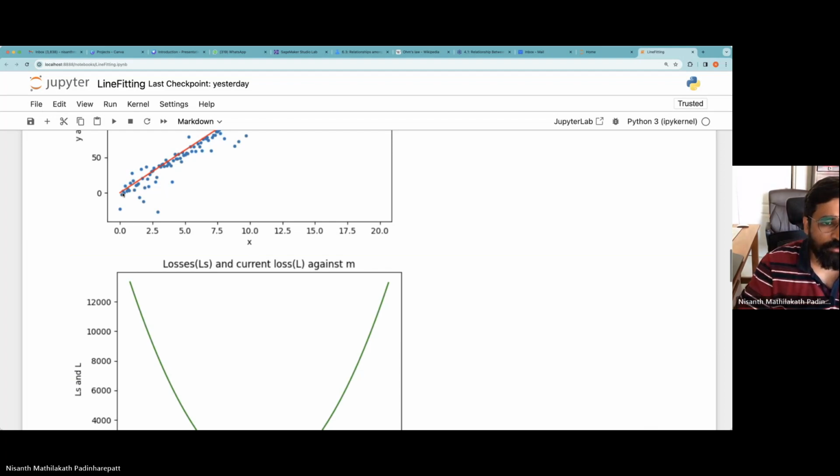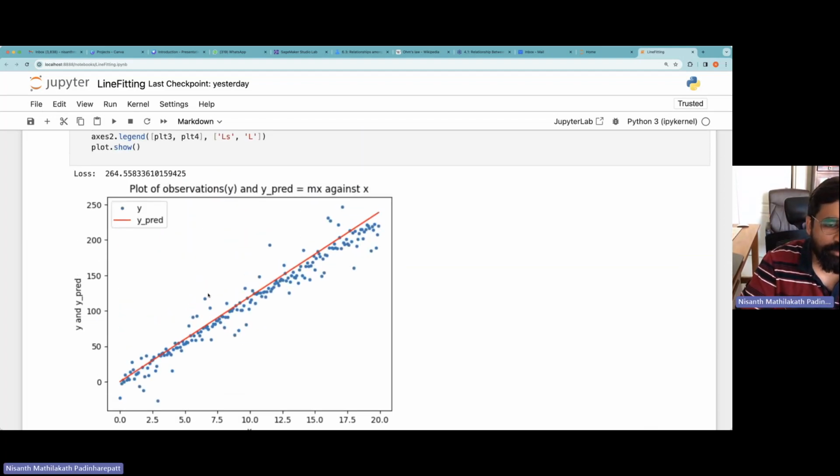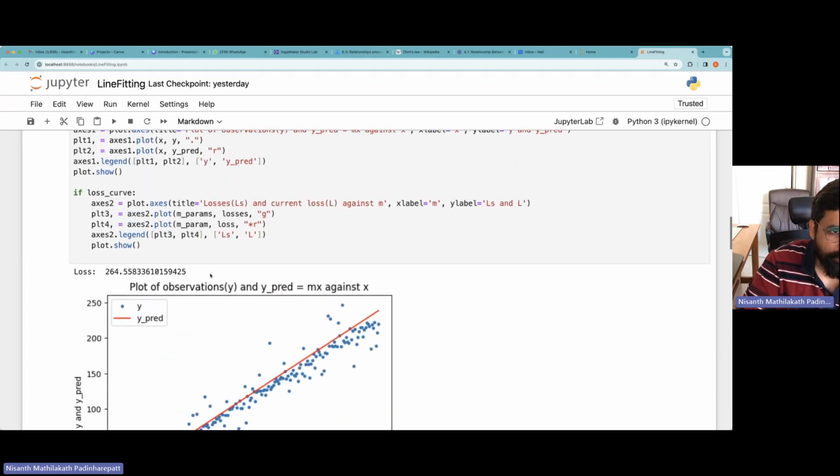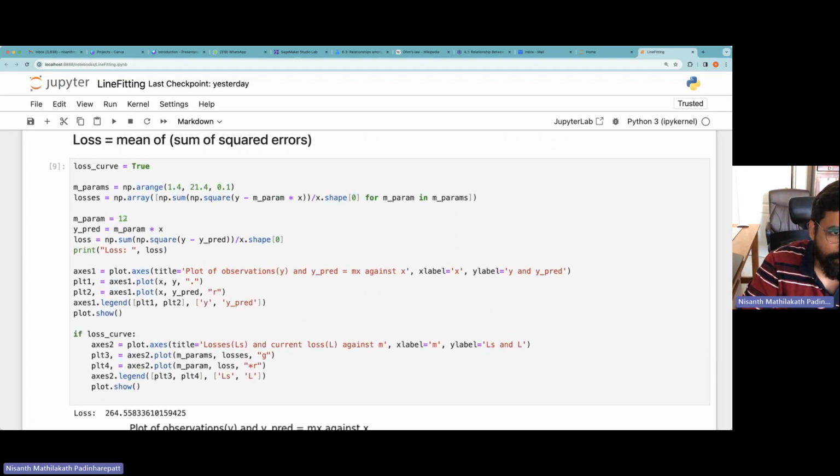Okay, 12. It's pretty close, but it has gone to the opposite side. Most of the dots are below the line. Error is very small, 264 only. But it is to the right. Now we get an idea that it is between 10 and 12. So let's try 11.